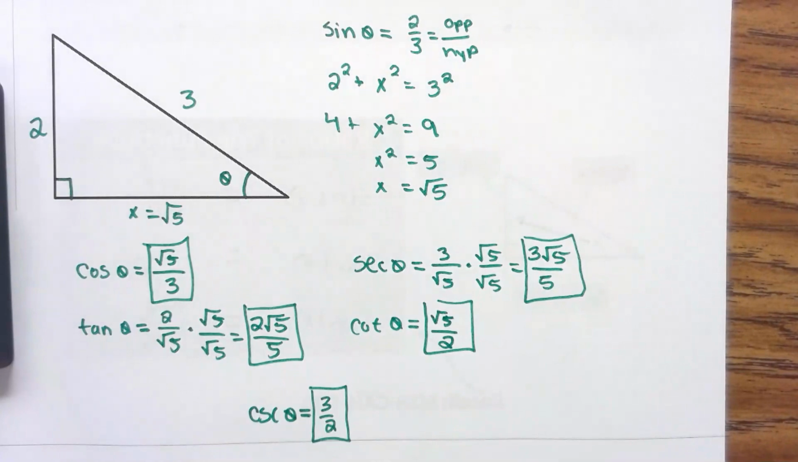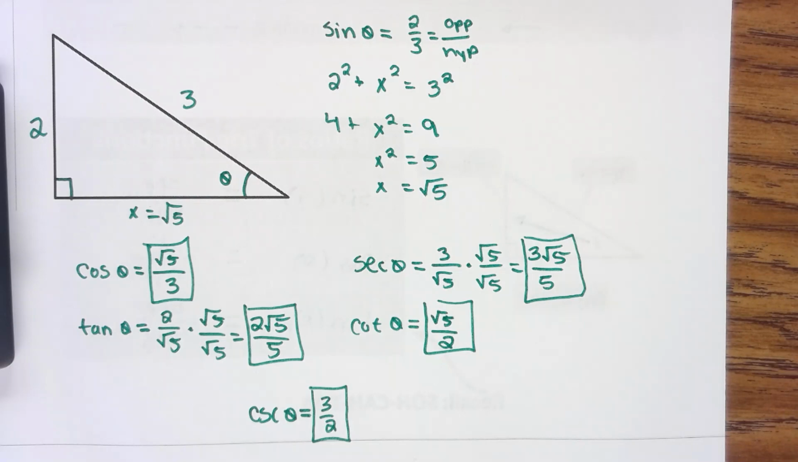So the missing side length was √5, making cosine √5/3. Not much simplifying involved there. With tangent of theta, though, when I take the opposite side over the adjacent side, I get a square root in the denominator. We need to rationalize that, and we do that by multiplying by √5/5, making it 2√5/5.